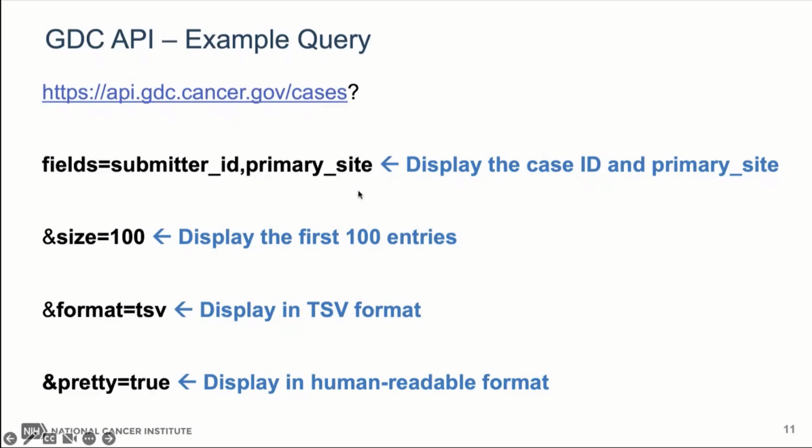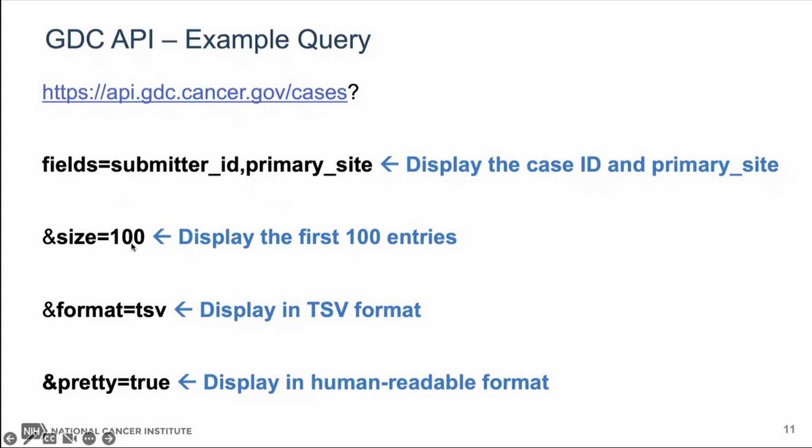This displays the human readable case ID, so it might be like a TCGA barcode or something specified by the project itself, I know many projects use barcodes, and then also the primary site, and they're divided by a comma here. And the primary site will be where the primary tumor was found, followed by an ampersand, and then the next parameter, size. Size equals 100.